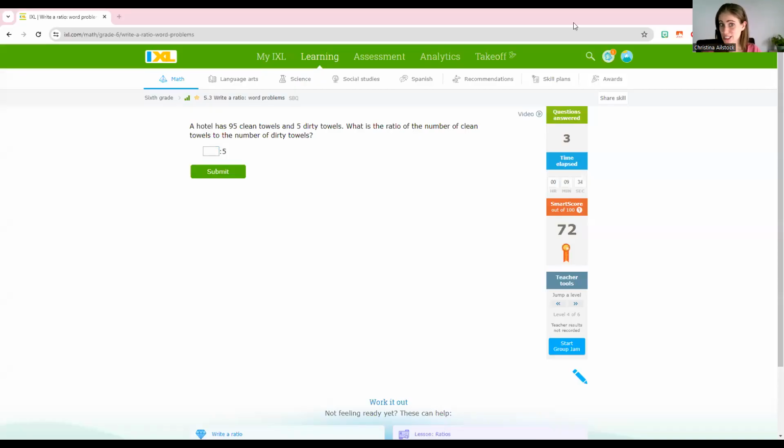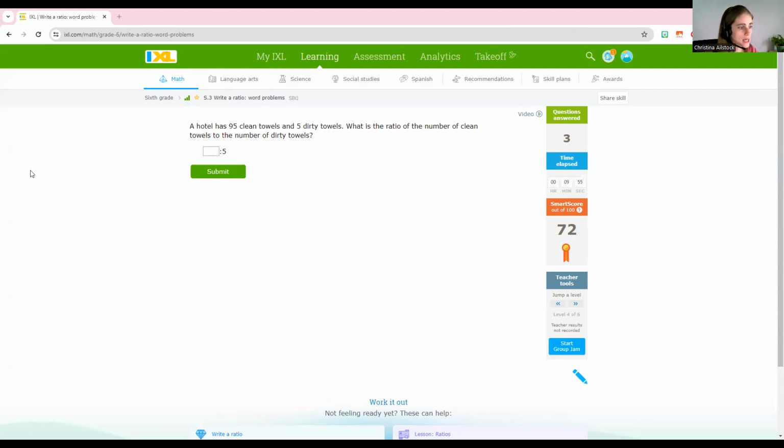All right, let's step it up another notch here. When we get a little bit higher into those SMART scores, instead of it being multiple choice, you're going to have to fill in some blanks. So, a hotel has 95 clean towels and 5 dirty towels. What is the ratio of the number of clean towels to the number of dirty towels?